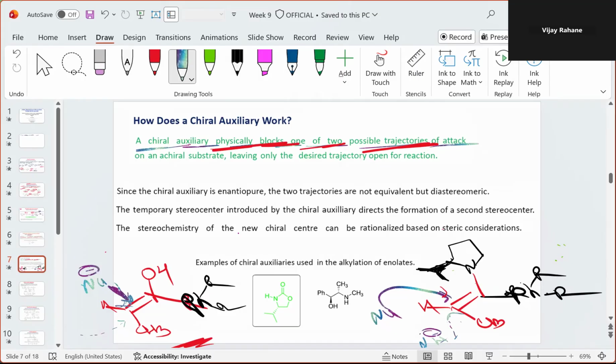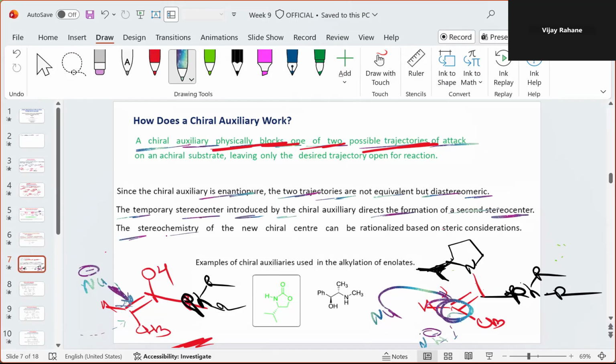So since this chiral auxiliary is enantiopure, the two trajectories are not equivalent but diastereomeric, and the temporary stereocenter introduced by the chiral auxiliary directs the formation of the second stereocenter, that is basically on this center. This is the new stereocenter that is generated. So we are basically getting two different diastereomeric forms.